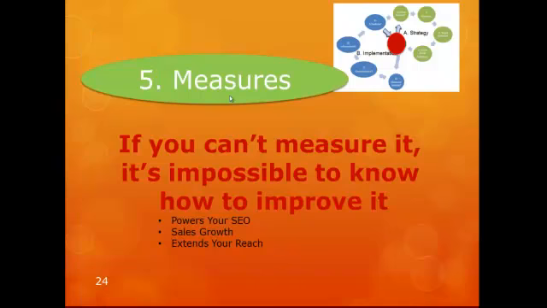So now that you know which platforms you're on, I always suggest you roll out one platform every 3 months, or try to improve one platform every 3 months if you've already rolled it out. If you try to do it all at once, you're not going to sustain it. Measures. If you can't measure it, it's impossible to know how to improve it. So the measures help your CEO, help your sales growth, and help you extend your reach.